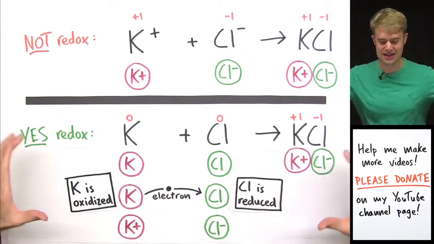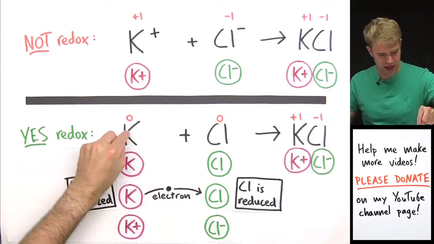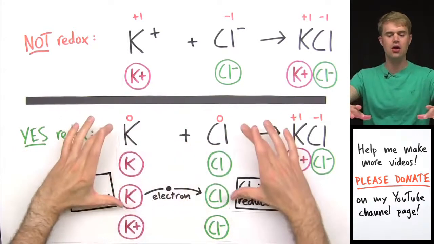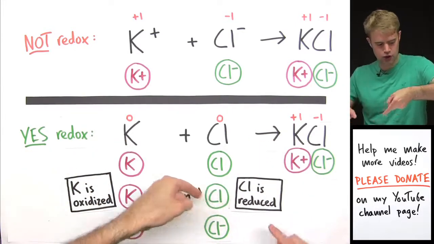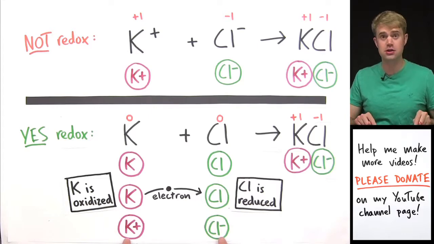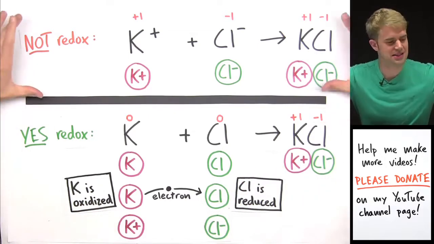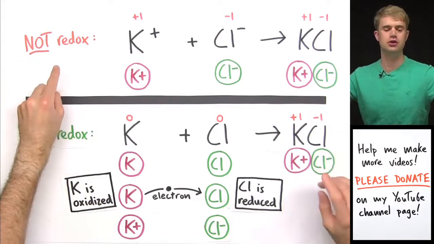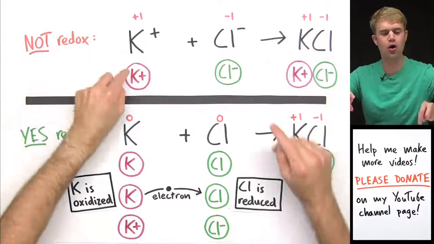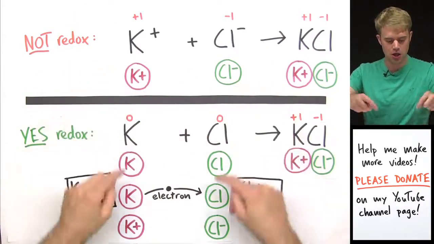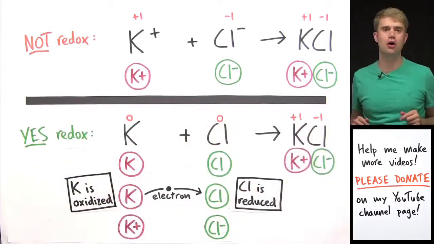So that's why this is an oxidation-reduction reaction, because potassium and chlorine, K and Cl, start out neutral. There's a transfer of electrons which gives them charges, and then those charges stick together. The reason why this here was not a redox reaction is because potassium and chloride started out already with charges. So we didn't need this transfer of electrons to give them the charges.